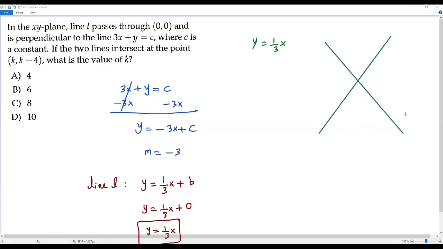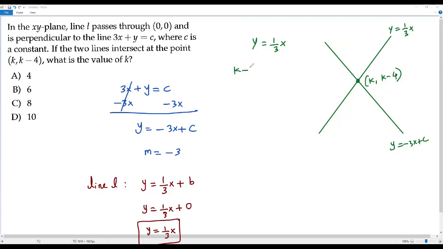I have drawn two lines over here. This is the line y = 1/3 x, and this is the line y = -3x + c, the given line. These two lines intersect at the point (k, k - 4). Since this point is a point of intersection of the two lines, it lies on both lines. So we can plug in the x coordinate k for x, and the y coordinate k - 4 for y.